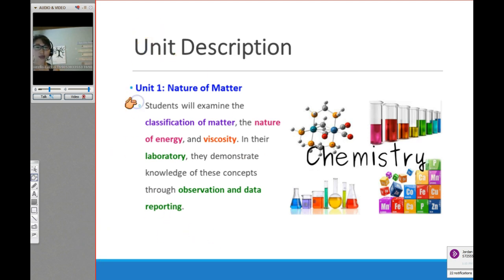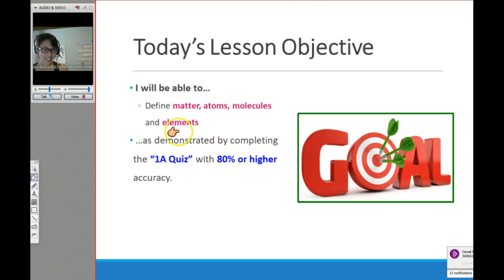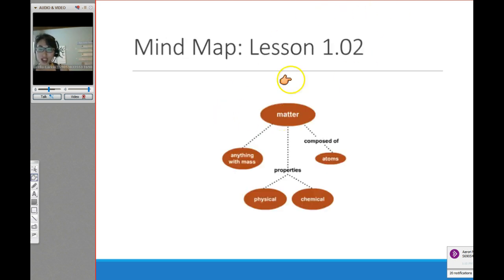Cool. All right. So students will examine classification of matter. This is Unit 1. So we're going to talk about matter, energy, viscosity, and our lab on Wednesday will be going over viscosity as well. So our objective for today is super simple. We're going to define matter, atoms, molecules, and elements. It's super simple, so let's rock it today.